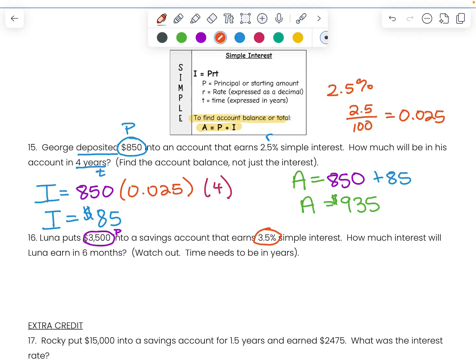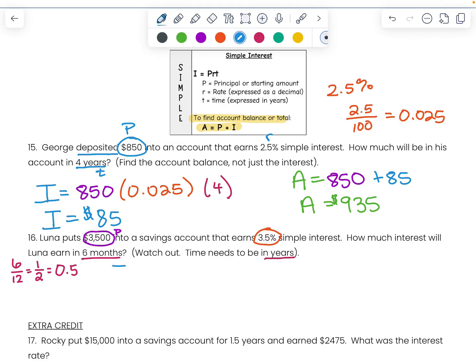How much interest will Luna earn in 6 months? Now, this is where you have to be careful because, yes, it says 6 months, but we need it to be in years. So, how many months are in a year? 12, right? So that's going to get me a half, or for those of you that like decimals better than fractions, that's 0.5. So here we go.